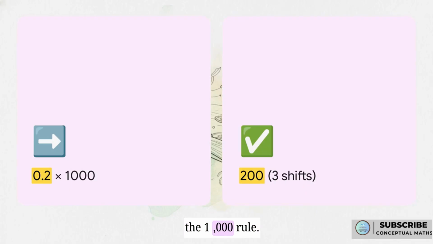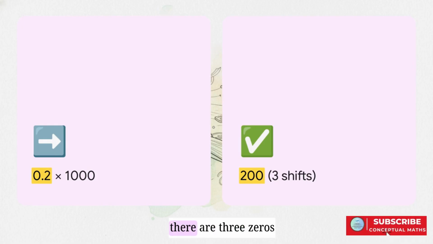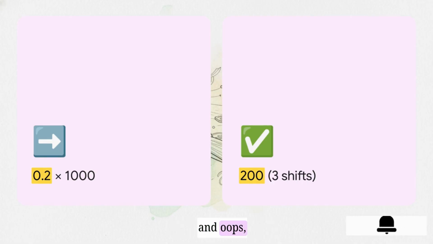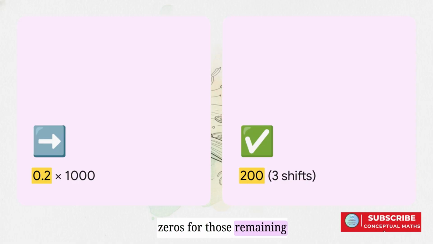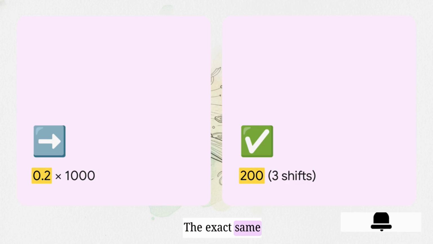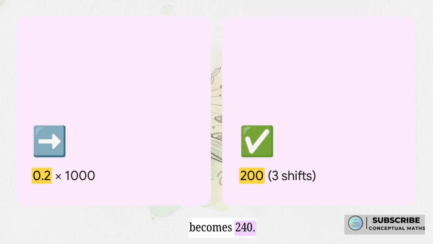If you ever find yourself needing more space for your jumps, a 0 is automatically used as a placeholder. And here is the 1000 rule. Say our starting decimal is 0.2. It's going to need to jump 3 times because, well, there are 3 zeros in 1000. We hop once over the 2 and, oops, we run out of digits. So we just pop in 2 extra zeros for those remaining 2 jumps, making our final answer 200. The exact same logic applies anywhere else. 0.12 becomes 120, and 0.214 becomes 214.